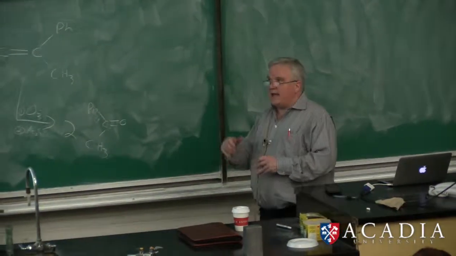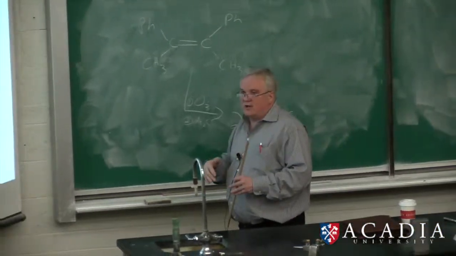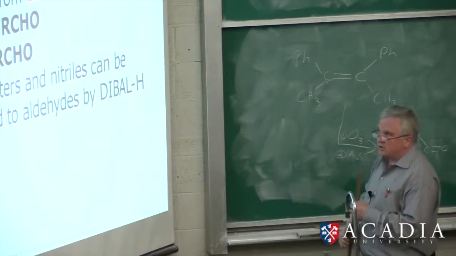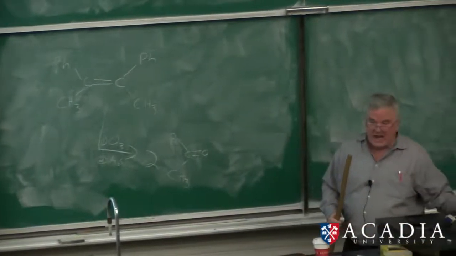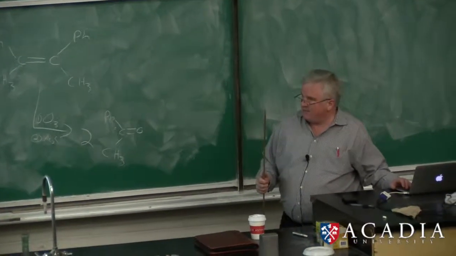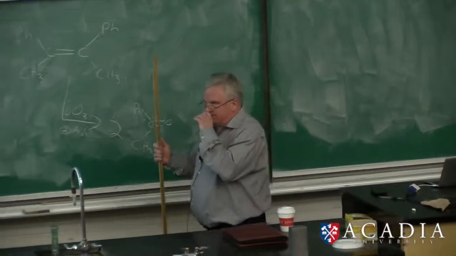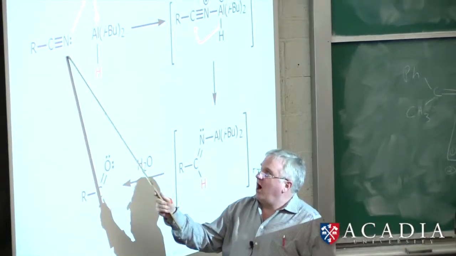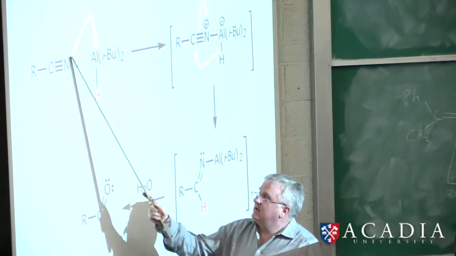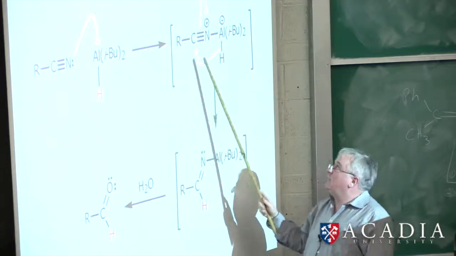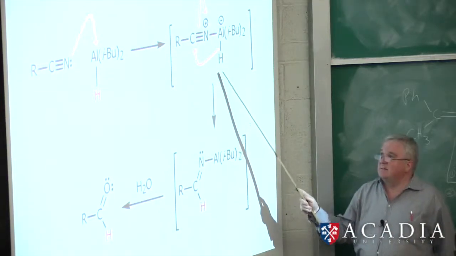We can also make aldehydes from esters and nitriles, and I'm just going to show you these reactions. We're not going to get into them too much just yet. I want you to be aware that they can happen, and they look a little bit different because here we have a nitrile. Nitriles are nucleophilic because they have this lone pair of electrons on the nitrogen, and that ties up with our aluminum to form this thing. The mechanism is the same.